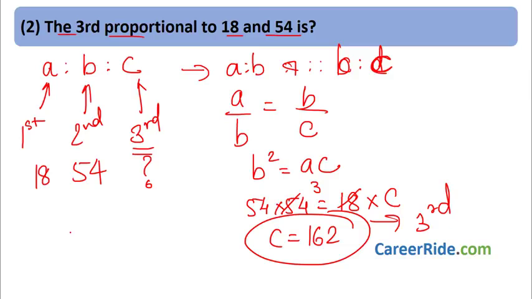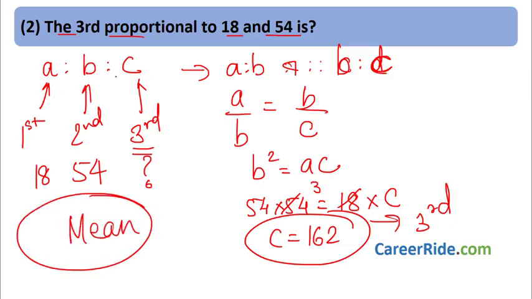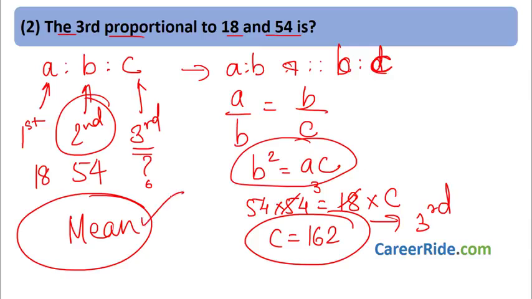Sometimes they might ask you to find the mean proportional. Now in A is to B is to C, the mean proportional is the second one. That is, we have to find the value of B, and we already know this can be written as A upon B equal to B upon C, which is nothing but B square equal to AC. So you can get the value of the mean proportional also. Moving to question number 3.